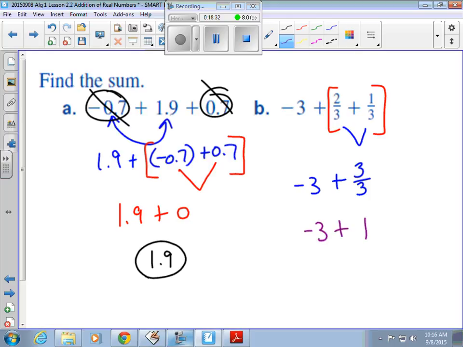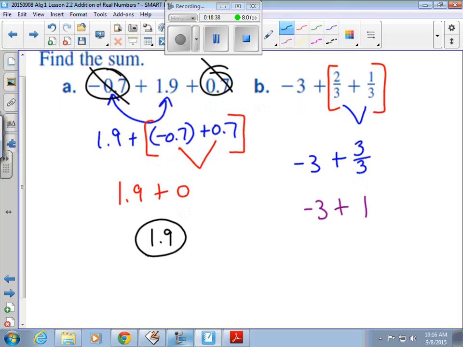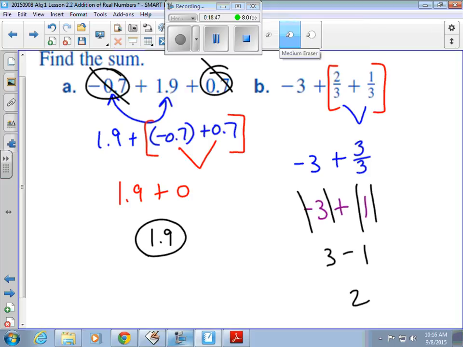Now we're adding opposite signs. Remember, when you add opposite signs, you subtract the absolute values. The absolute value of this one is 3 minus the absolute value of this one is 1. 3 minus 1 is 2. And then it says to keep the sign of the larger absolute value. Negative 3 is further away from 0. So 2 is going to become negative 2.